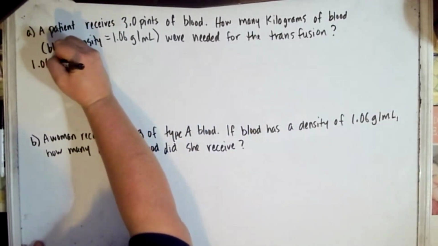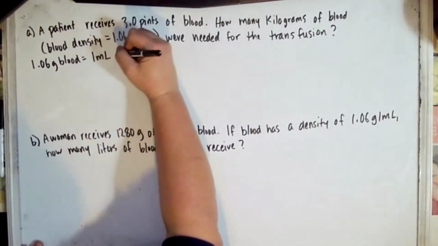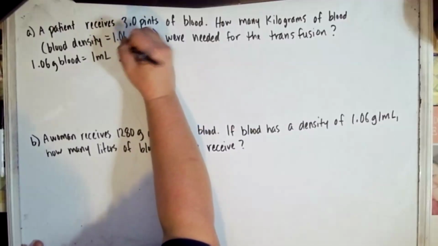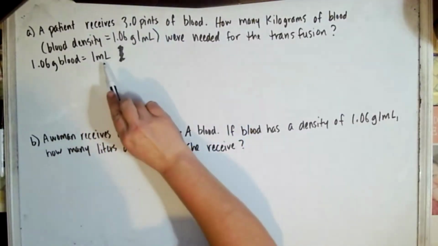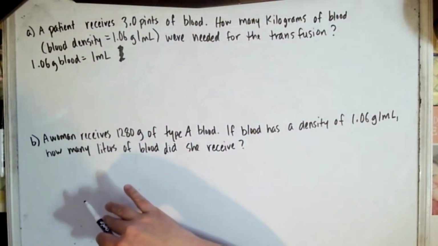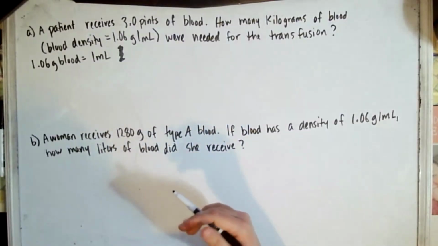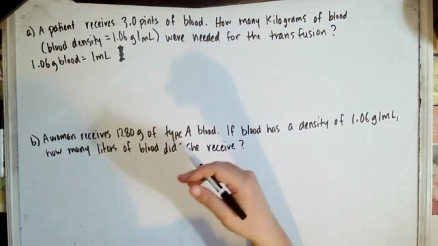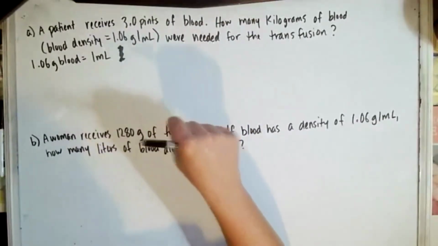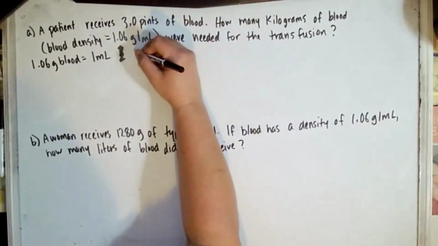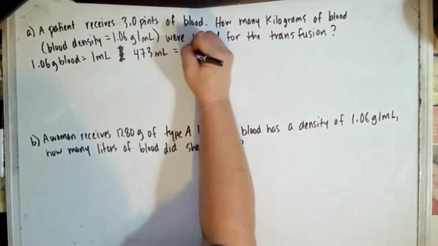So we know that there's going to be 1.06 grams of blood in every 1 milliliter. The other conversion factors that we're going to need, we're going to need to take pints and relate it to milliliters. So we have to look back at our list of conversion factors to see how we can do that. One way that I see from the list of conversions is the 473 milliliters equals 1 pint conversion. And this is just from the table. So 473 milliliters equals 1 pint.